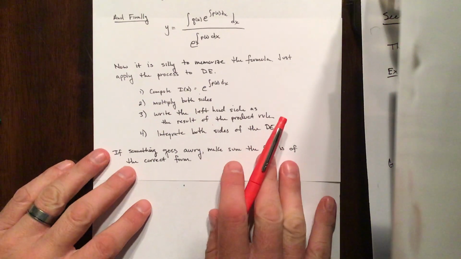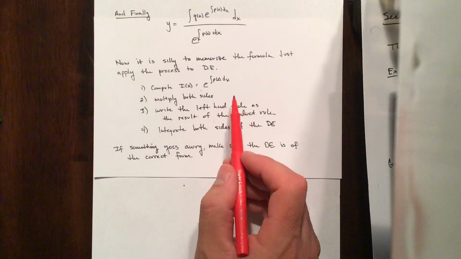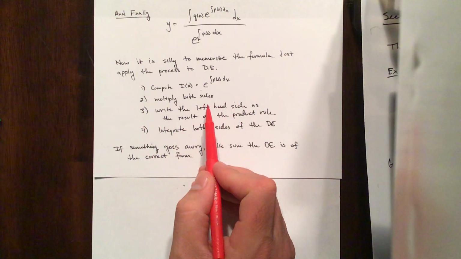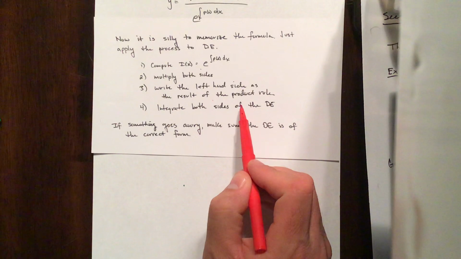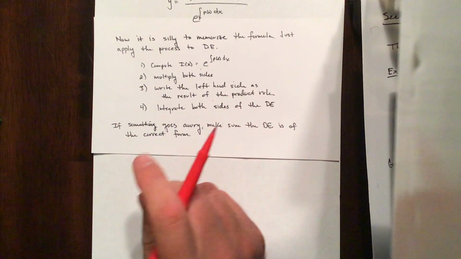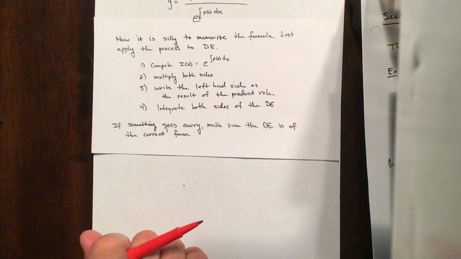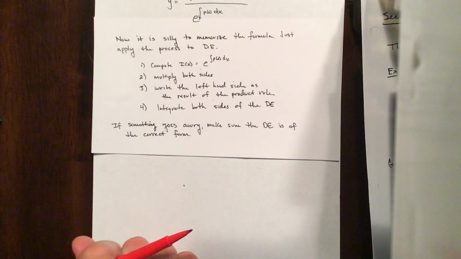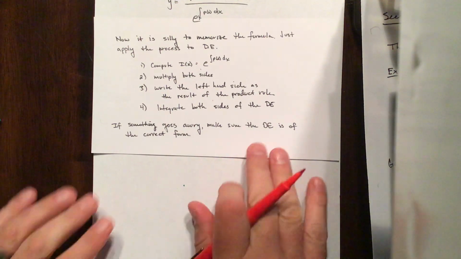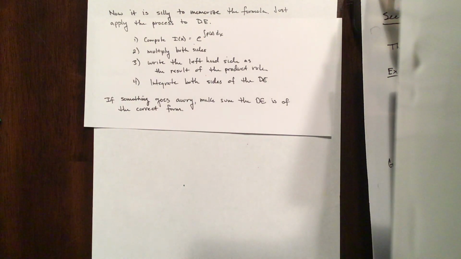All right, so now getting back to the four-step process. You compute the integrating factor, multiply both sides by the integrating factor. Step 3, write the left-hand side as the result of the product rule. Now, it's guaranteed to work if you did step 1 and 2 correctly. The left-hand side will be the derivative of some product. If it's not, you made an error in step 1 or 2. And then step 4 is to integrate both sides of the differential equation, and then you'll solve for y.